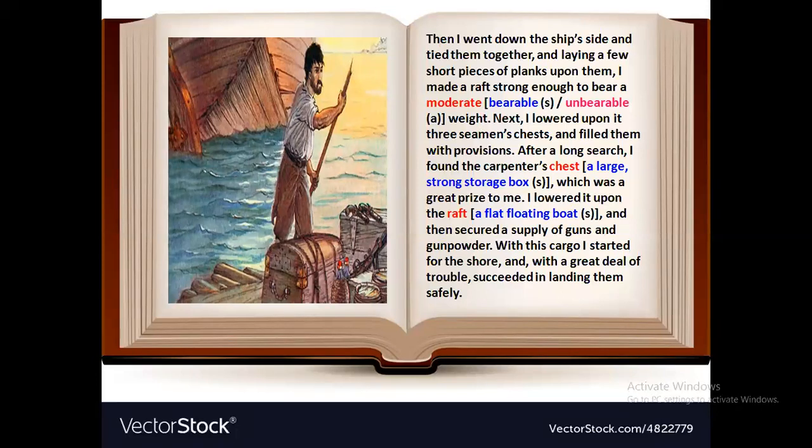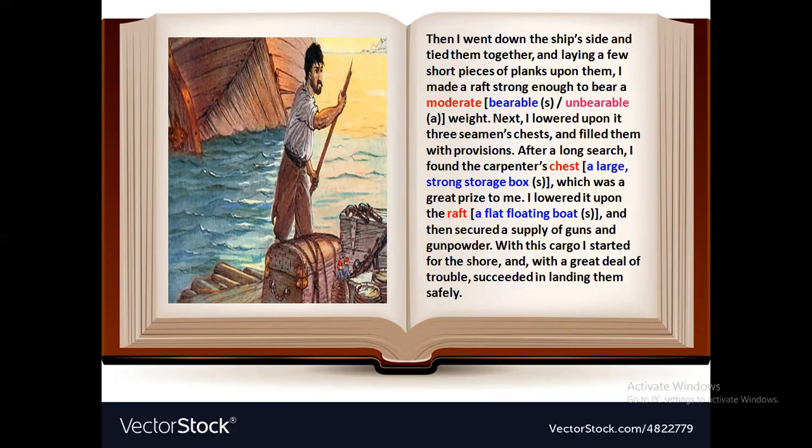I lowered it upon the raft and then secured a supply of guns and gunpowder. For security, Robinson Crusoe carried guns and gunpowder. With this cargo, I started for the shore. After taking all these things, he started for the shore. It means he started rowing for the shore, and with a great deal of trouble, succeeded in landing them safely.